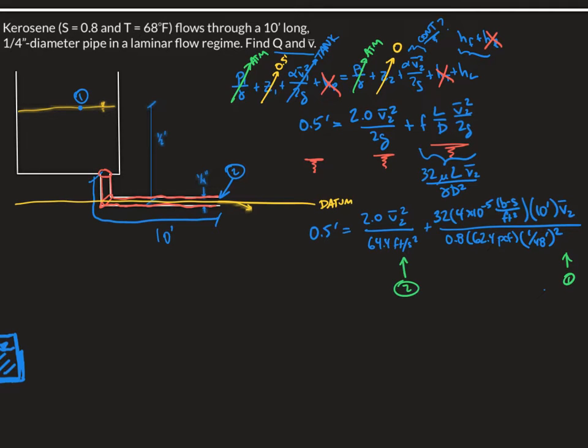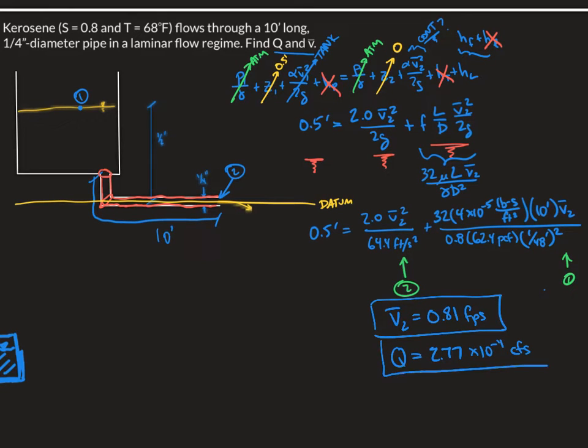or anything like that, although a lot of you have fancy calculators that could do that. But if we went ahead and solved that, we would get V2 equals 0.81 feet per second, which is pretty cool. And if we multiply that by the area of the pipe, we get Q equals 2.77 times 10 to the negative fourths CFS. Okay. So that's how we would do it.